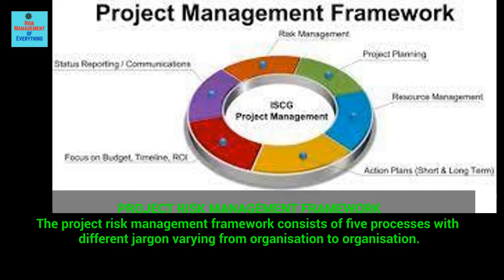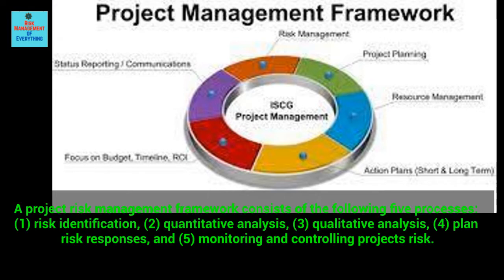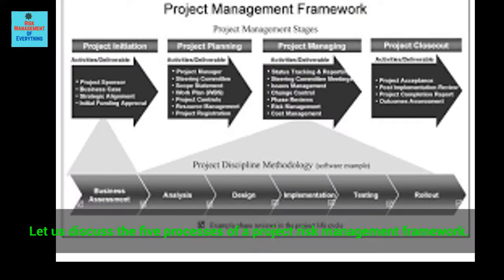Project Risk Management Framework. The Project Risk Management Framework consists of 5 processes with different jargon varying from organization to organization. A Project Risk Management Framework consists of the following 5 processes. 1. Risk identification. 2. Quantitative analysis. 3. Qualitative analysis. 4. Plan risk responses. And 5. Monitoring and controlling project's risk. Let us discuss the 5 processes of a Project Risk Management Framework.